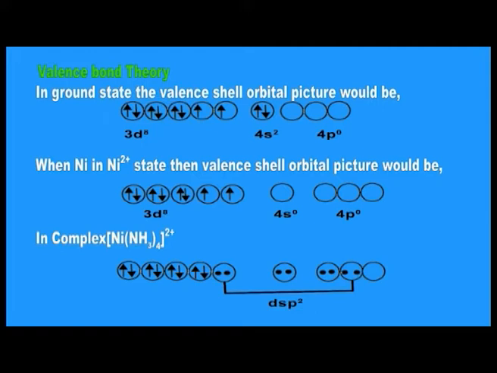The coordination number 4 can be achieved by 2 different types of hybridization, that is sp3 or dsp2. For sp3 hybridization, one 4s and three 4p orbitals should hybridize to produce 4 sp3 hybridized orbitals that can result in a tetrahedral geometry for the complex.